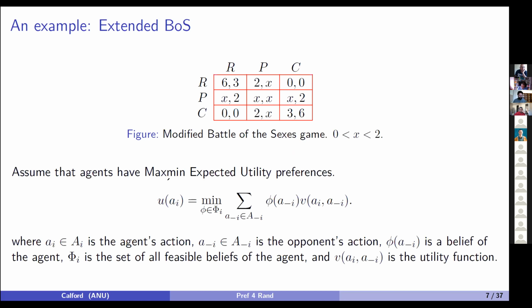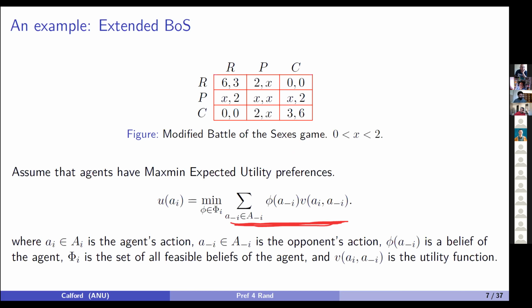Now, let's assume that agents have maximum expected utility preferences. This is the way I'm going to model ambiguity aversion throughout this. Really, what we have here is just expected utility: you have your belief multiplied by the utility of the outcome. For now, we can just think of these payoffs as all being utilities in the standard game theory sense.